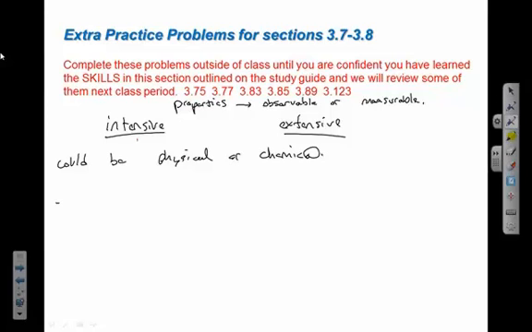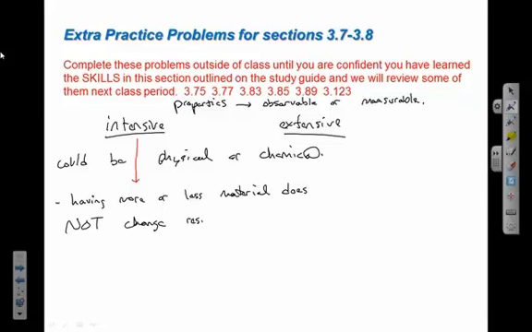So in an intensive example, having more or less material present does not change the result of the measurement. Because those are inherent based on what the identity of the substance is. It's something in the substance that gives you a measurement regardless of how much of the substance you have. So if I have a lot of water versus a little water, it's the same density.